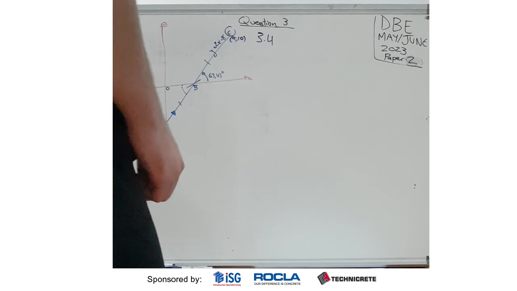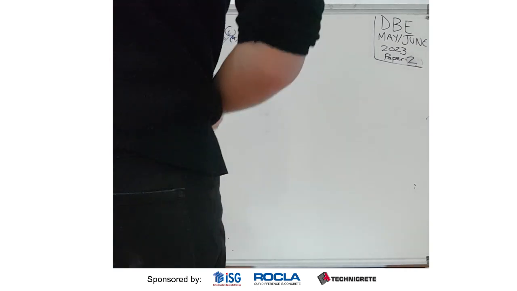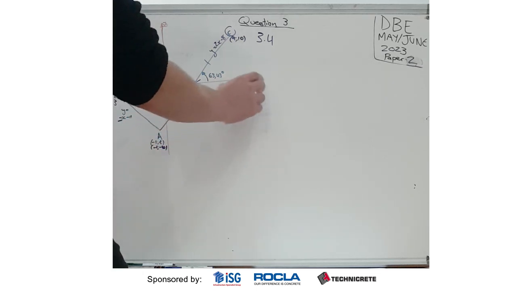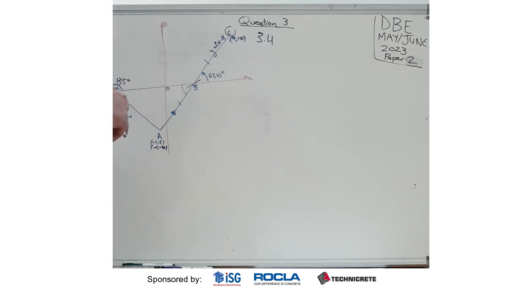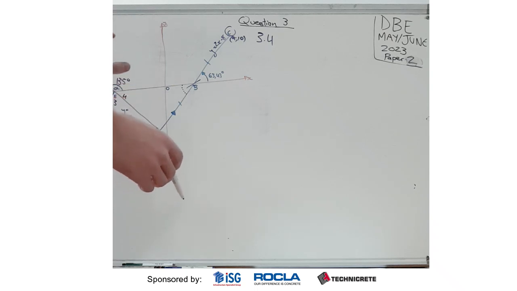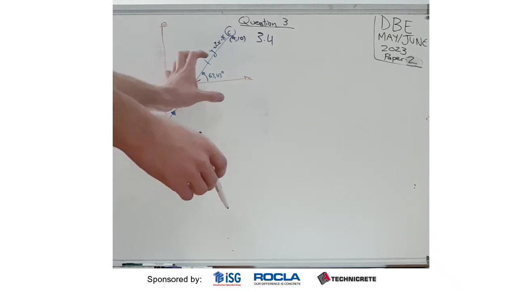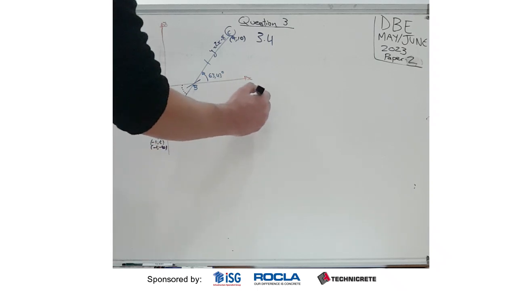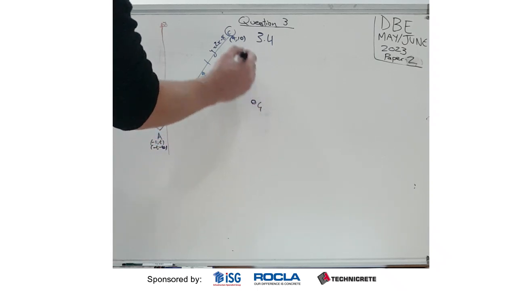Alright, so question 3.4 is an interesting one. They say G is a point such that E, A, G, C is a parallelogram in that order. So what I recommend here is just using your ruler, gradually shift it such that you can create a parallelogram. The point would land up somewhere around here.